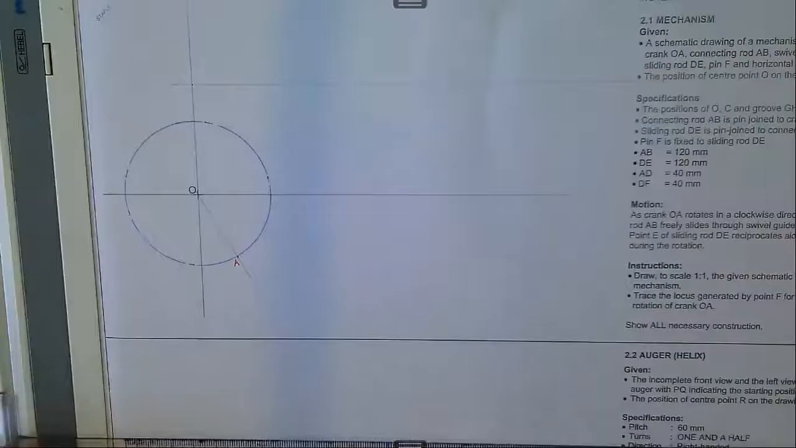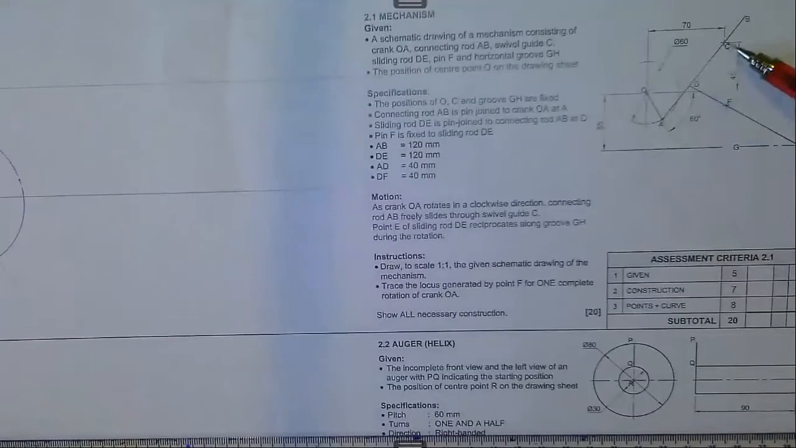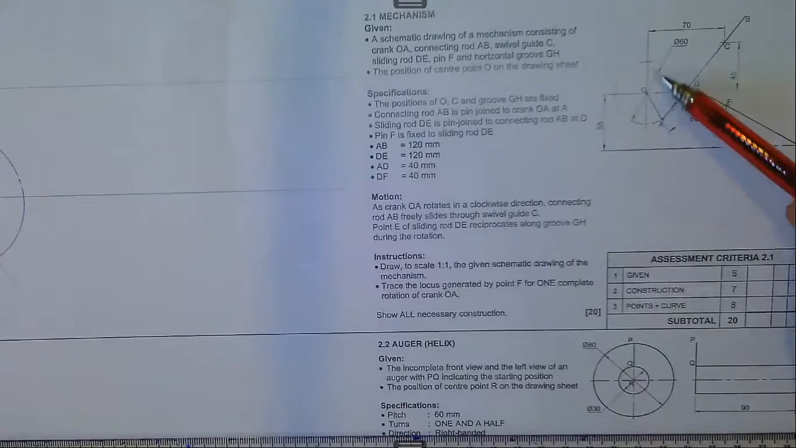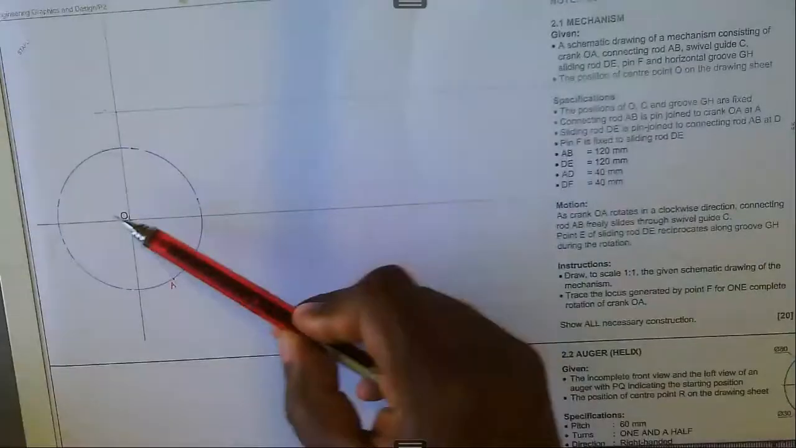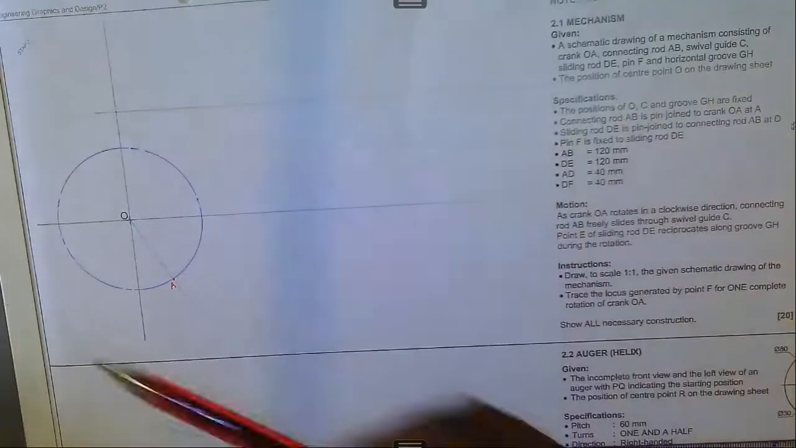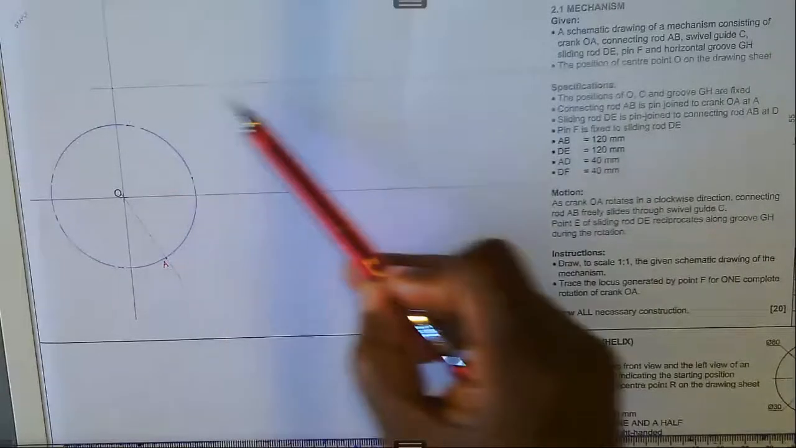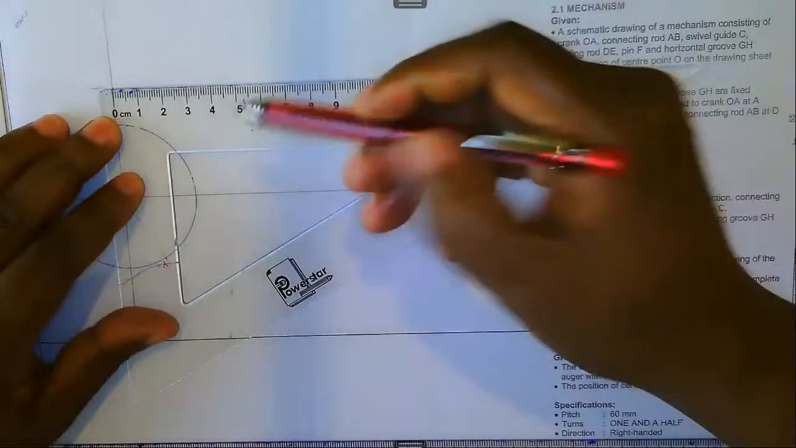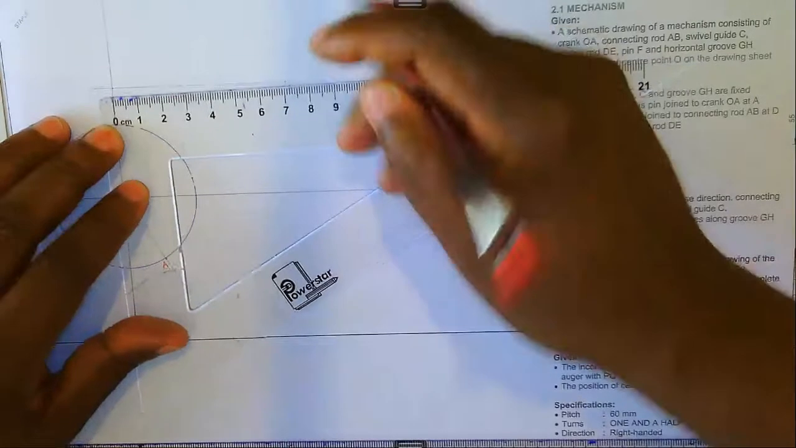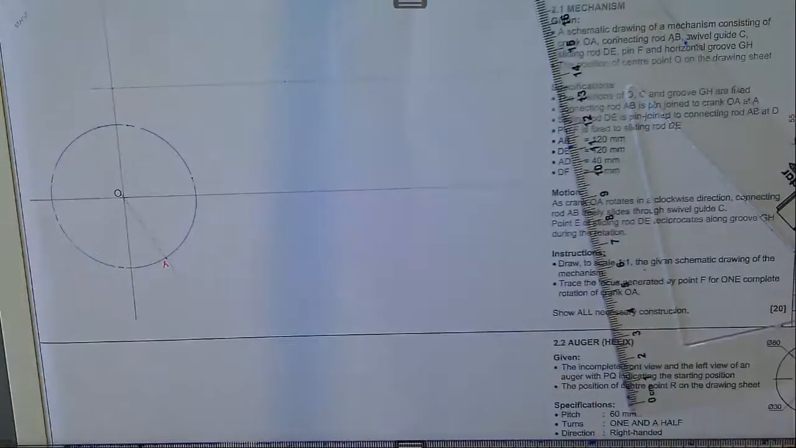Right, for us to be able to find point C, we need to measure from here to there 45, then from here to the center line to that point 70. So I've already measured from here to there, that's 45. Then I need to measure from here to there 70. Right, that's point C.